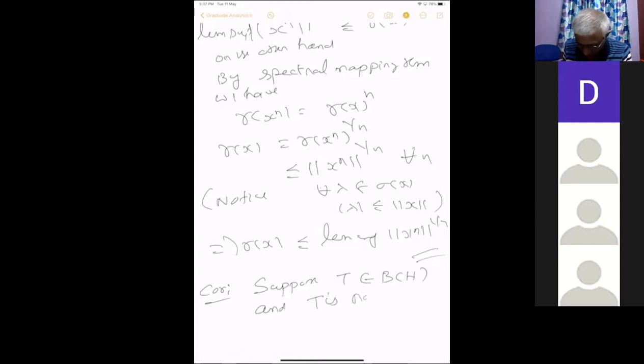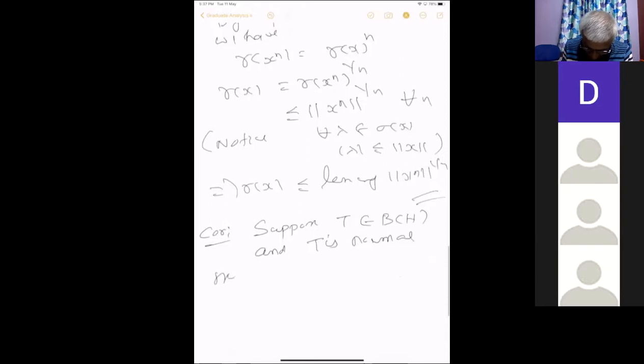T is normal. Okay, then sigma of t, the spectral radius. T is a Banach algebra element, so sigma of t exists, and you can talk about the spectral radius of t, R of t. So R of t is equal to norm t if it is normal.